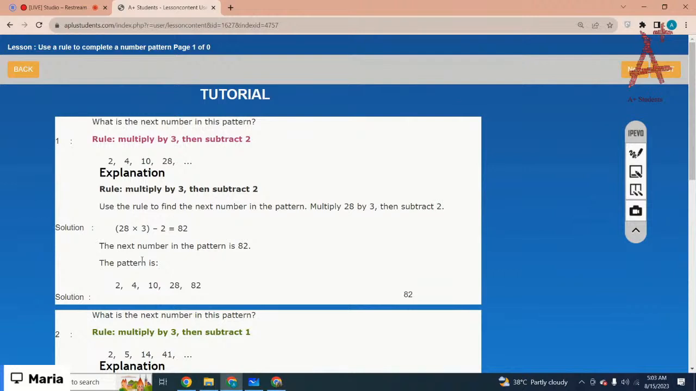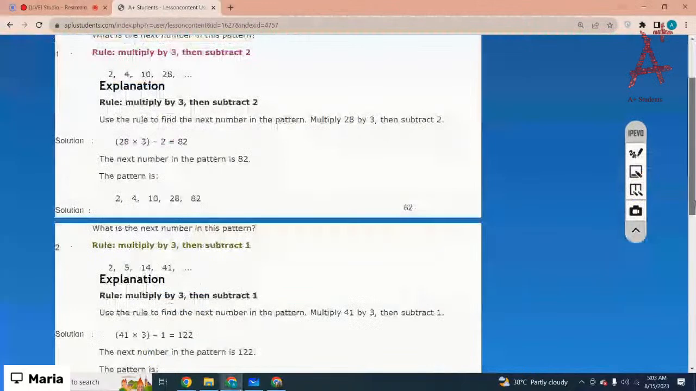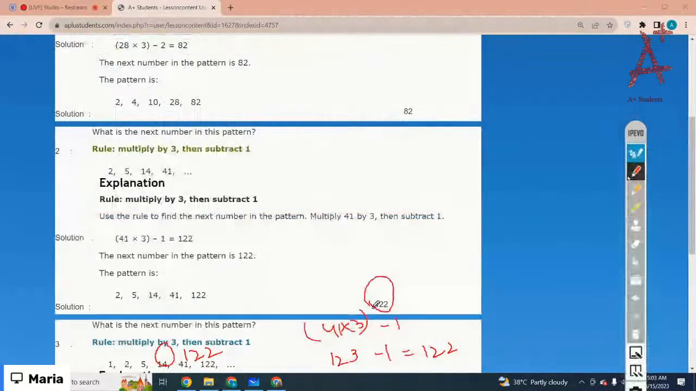You just have to understand the rule, apply the rule, and you can find the next one. Like for this one, see here. What is the next number in the pattern? Multiply by 3 and then subtract 1. The last number in the pattern is 41. Just multiply this by 3 and take away 1. That is 3 times 1 is 3 and 3 times 4 is 12. 123 minus 1, that would be 122. That means the next number in the pattern would be 122, right? You can see here the next number in the pattern is 122.